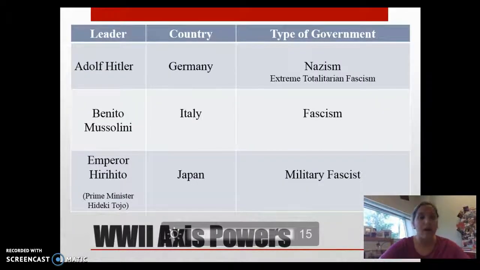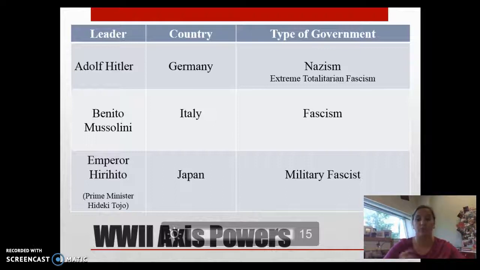Now, at the bottom, you have the Axis powers. We're going to look at this chart and see who our three main people that we need to know about are for World War II here. Obviously, Adolf Hitler, we know that he is the ruler in Germany at the time, and he is a dictator. The type of government they have during World War II is called Nazism.